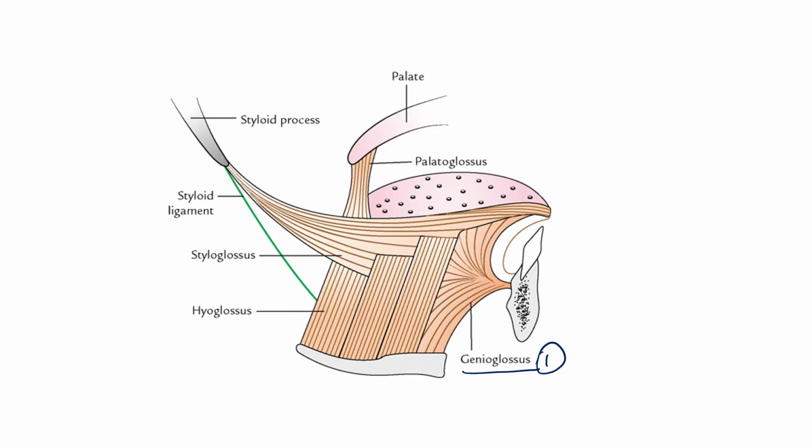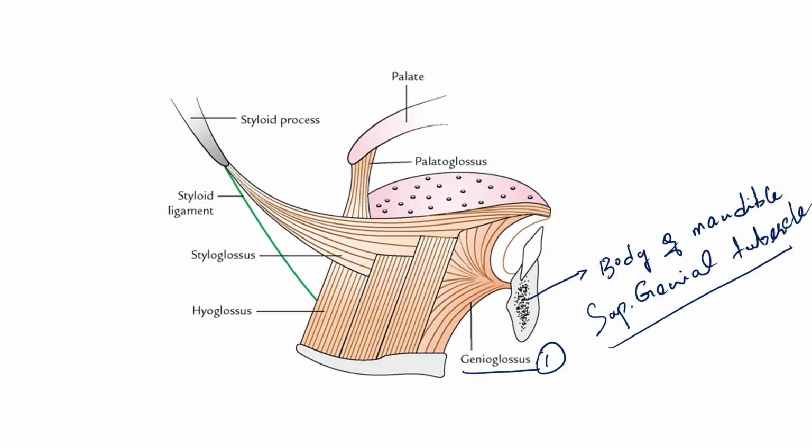The genioglossus is the first extrinsic muscle. It is a large fan-shaped muscle taking its origin from the superior genial tubercles of the symphysis menti of the mandible. From this point of origin, the muscle spreads out like a fan, and the lowermost fibers get inserted onto the body of the hyoid bone.